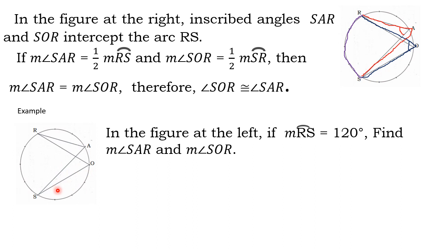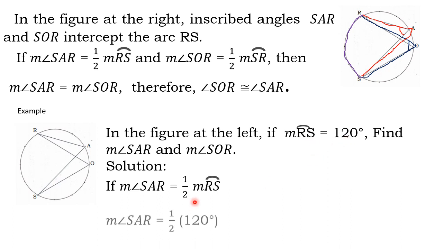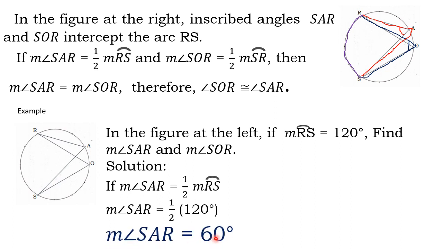To solve this, the measure of angle SAR is 1/2 the measure of arc RS. So this one, arc RS. And since it is given that the measurement of arc RS is 120 degrees, then 1/2 of 120 degrees, or 120 degrees divided by 2, is equal to 60 degrees. Then it follows that the measure of angle SAR is 60 degrees.